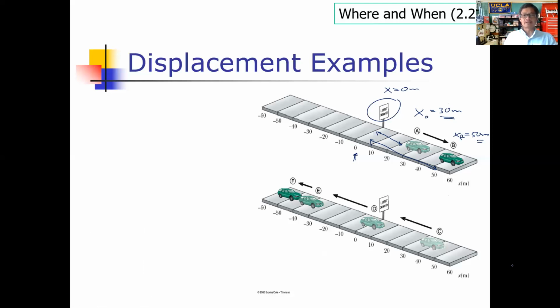All right, so with that said, let's take a look at the displacement. We're going to calculate the displacement from A to B. So x initial is going to be 30 meters, x final is going to be 50. Just a quick note on the symbols: I use x naught here, meaning the initial starting position, and in some textbooks you'll see this referred to as i as well.